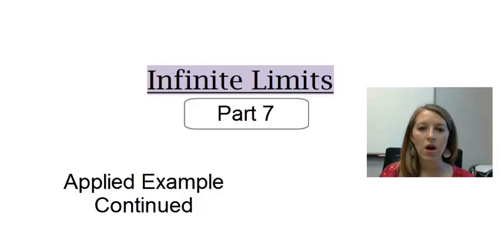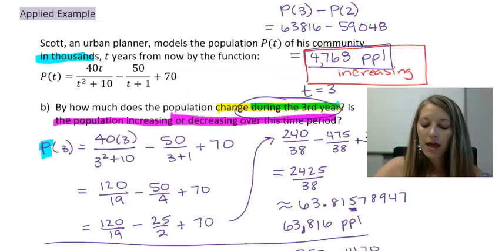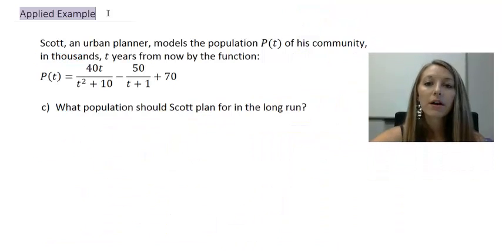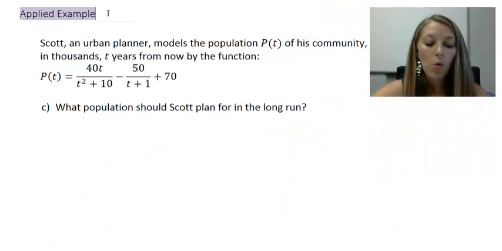All right, moving on with infinite functions. I left you with the applied example in the last video with part C, so that's right where I'm going to go into. Okay, part C of this problem. What population should Scott plan for in the long run?